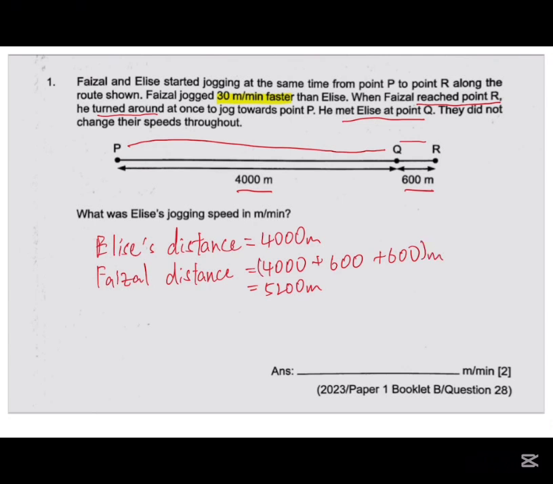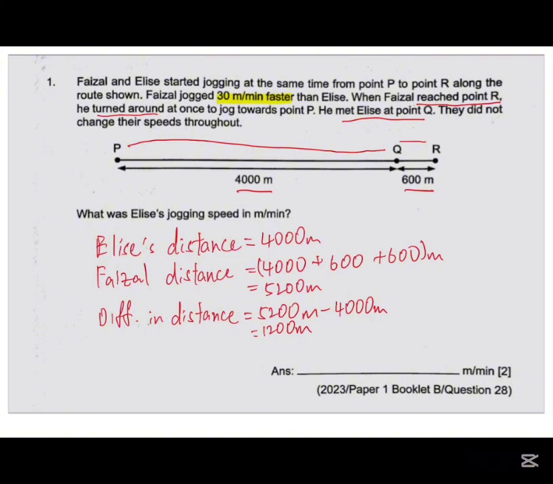Okay, so what's the difference in distance then? So difference in distance equals to 5,200 meters minus 4,000 meters, which equals 1,200 meters. Okay? Then why is there a difference in distance? It's because of the difference in speed, right? Faisal jogged 30 meters per minute faster than Alice.